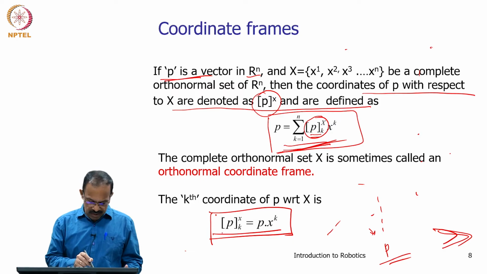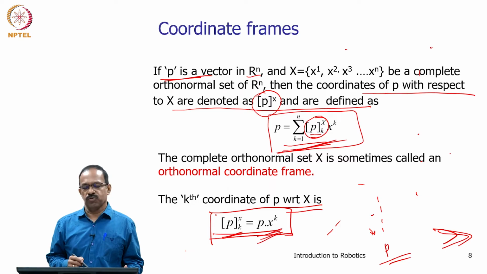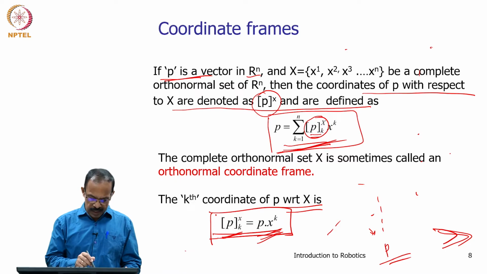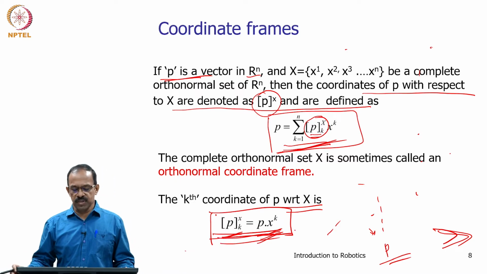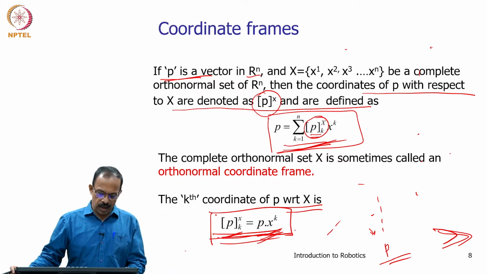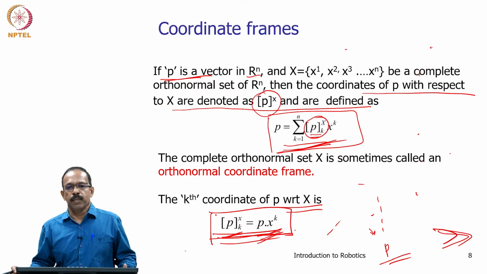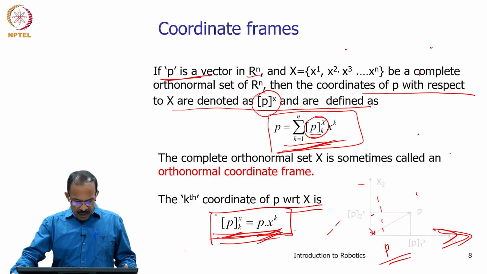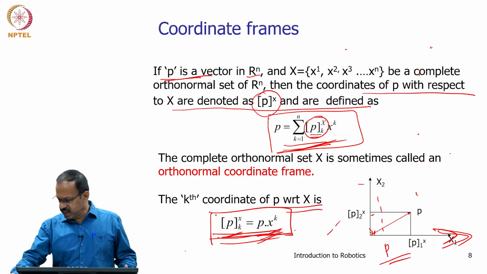So, this is p x k is p dot x k. If it is p with respect to x, then we have this coordinate p x k as p dot x k. So, you take the dot product of the vector p with respect to the kth axis, and you will get the coordinate of p. This is the way we define the coordinate of a point in space.